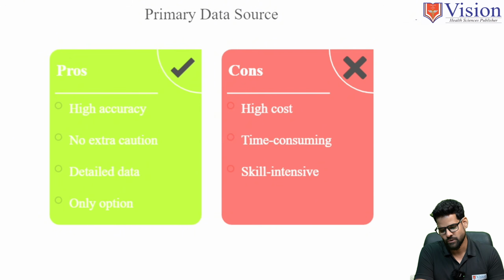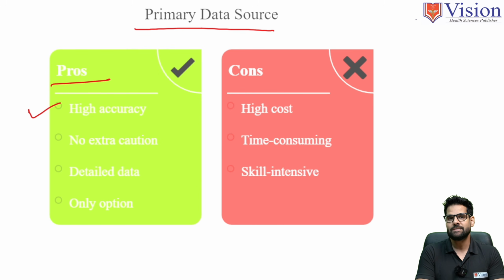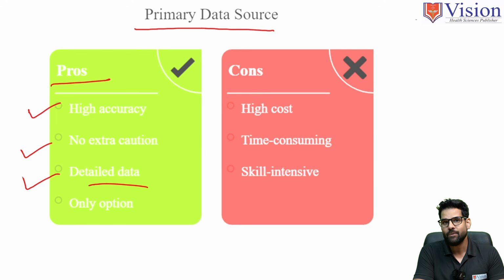Let's see what the pros and cons of this are. So for primary data sources, what are the pros we have? They have, of course, high accuracy because it is done by a person and published by the same person. Okay, no extra questions are required for that reason. Detailed data, because if I write something which I have done myself, I can provide the things in detail, and it is the only option in many cases.